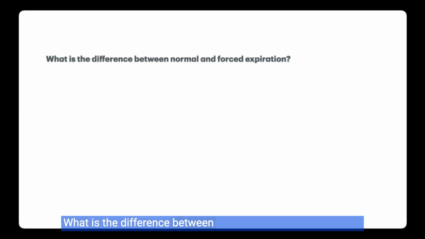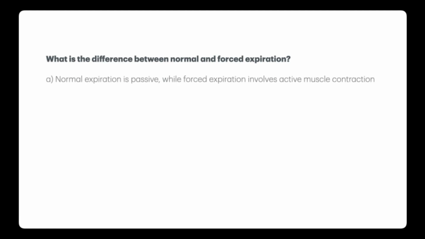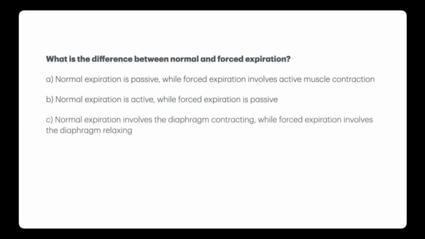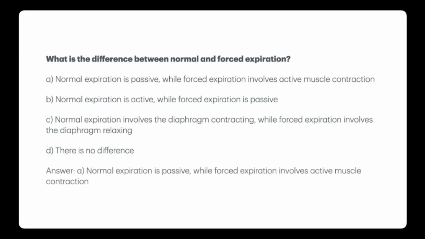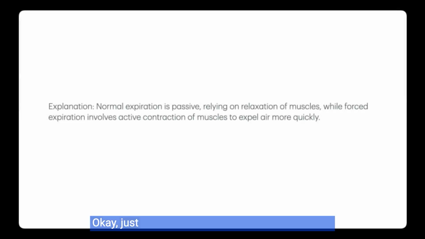What is the difference between normal and forced expiration? That's right. Okay, just remember normal expiration is passive, it relies on relaxation of muscles. Forced expiration involves active contraction of muscles to expel air more quickly.